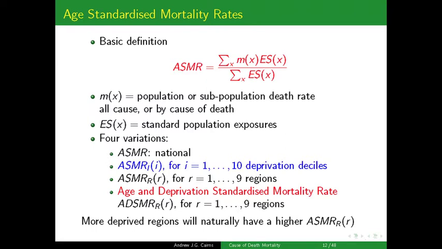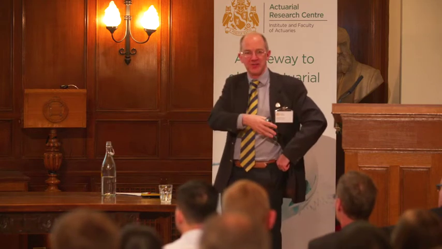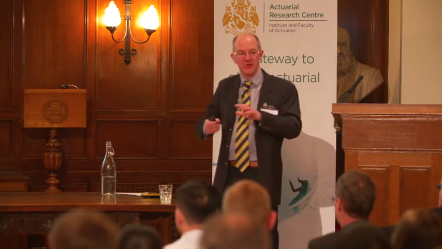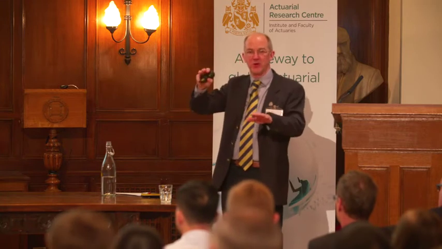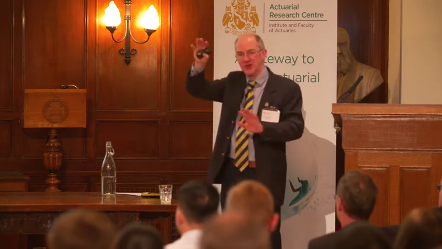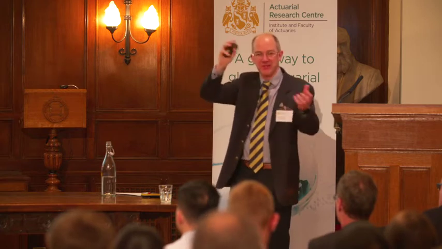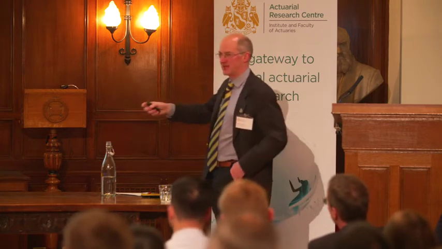And the point here, as I said before, is that some regions have a much higher proportion of more deprived people. Other regions have a lot less deprivation. And so those differences will cause a difference between one region and another region, simply because of these differences in the socioeconomic mix. So what the ADSMR aims to achieve is to remove the impact of these differences in terms of the deprivation profile. And here it's using the income deprivation.